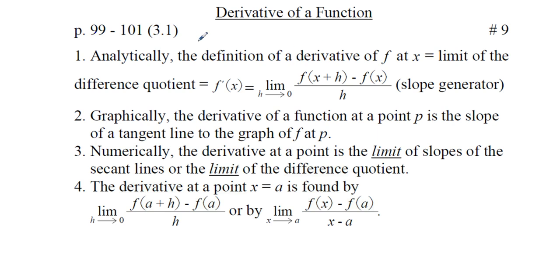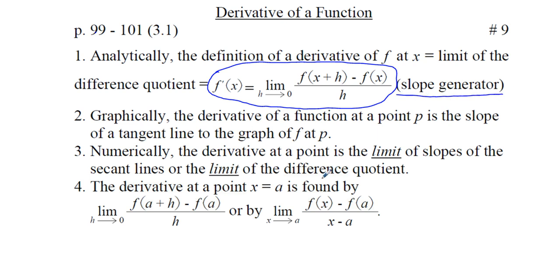And we get to the definition of a derivative. Analytically, the definition of the derivative of a function f at x equals the limit of the difference quotient. And this is a difference quotient: f prime of x equals the limit as h approaches 0 of f of x plus h minus f of x over h. It is a slope generator.